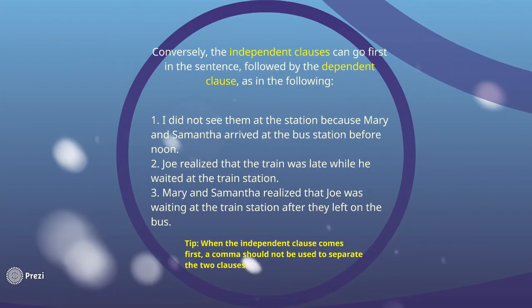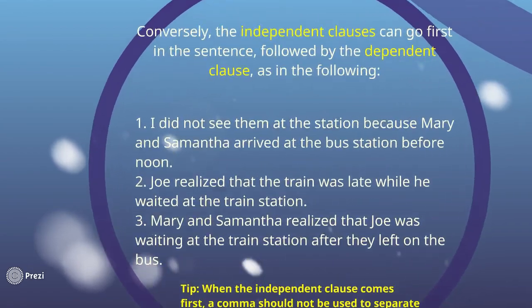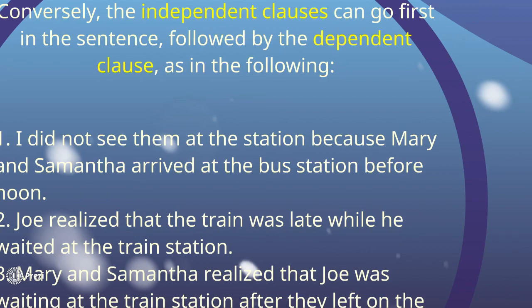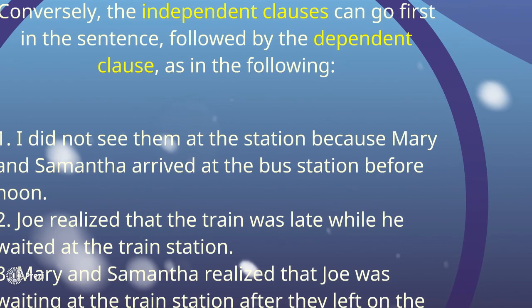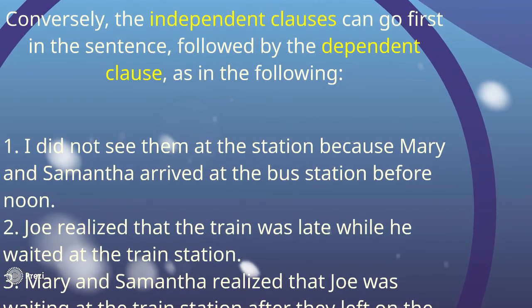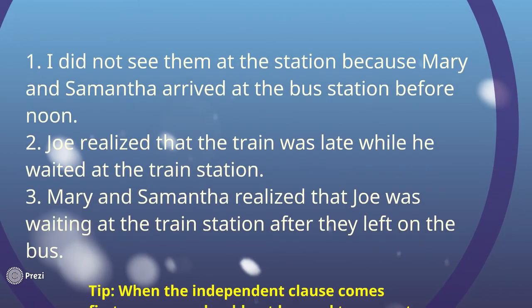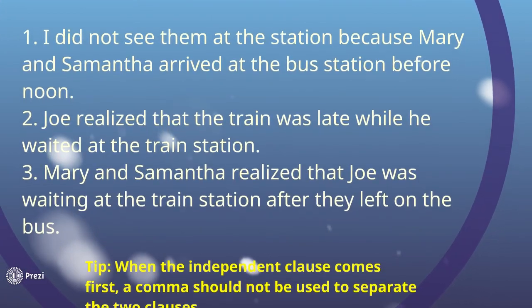Anyone. All right, next part. Conversely, an independent clause can also go first in the sentence, and then it would be followed by the dependent clause. So you can switch the order, have independent followed by dependent. In this case, when that happens, you do not need to have a comma.